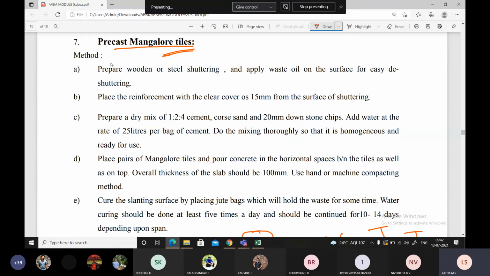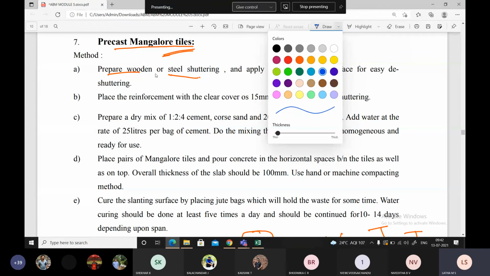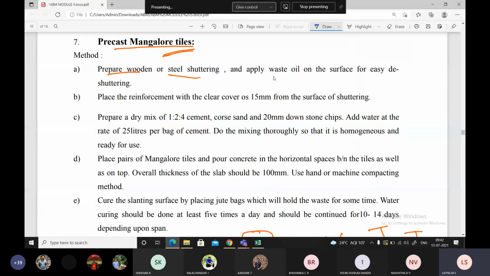Now how to cast this? How to produce this? Prepare wooden or steel shuttering, right? It depends upon durability and cost effectiveness. Wood or steel has good durability, whereas wood deteriorates with long-time usage. Apply waste oil or grease oil on the surface for ease of de-shuttering. Place the reinforcement with a clear cover of 15 mm from the surface of the shuttering.